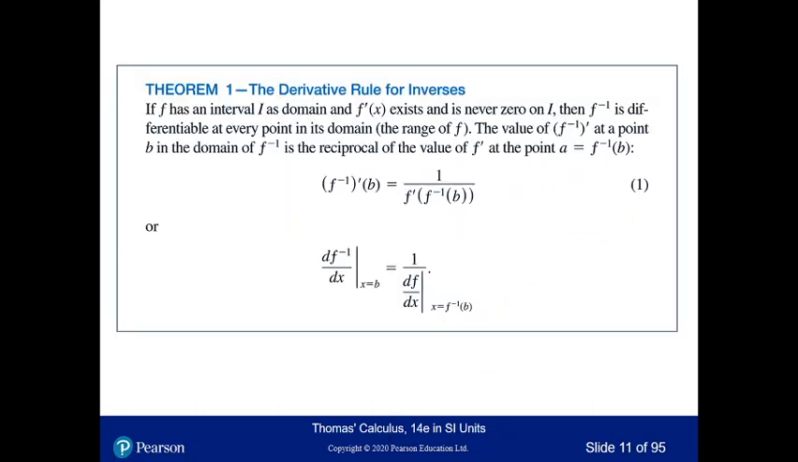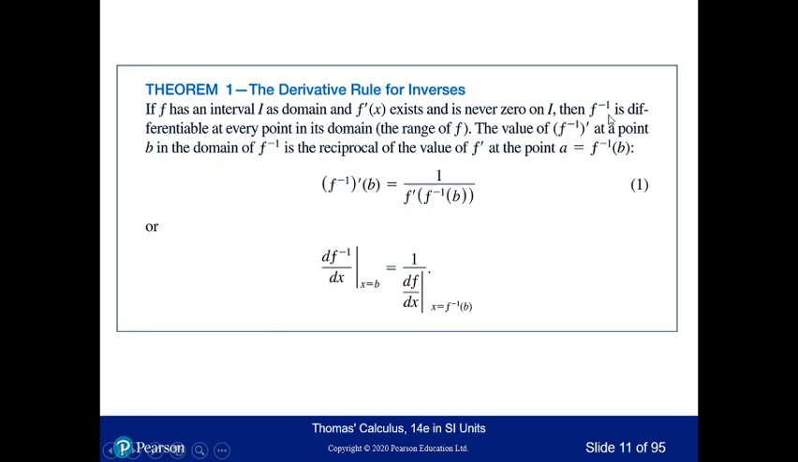Okay, so let's summarize the derivative rule for inverses. If f has an interval I as domain and f is differentiable, which means f prime exists and is never 0 on the interval, then we have to make sure that it's never 0, right? Because we are using it in Formula 1. The derivative of f inverse at b is 1 over the derivative of f at that point. So we don't want it to be 0. So we have to assume that it's never 0 on the interval I.